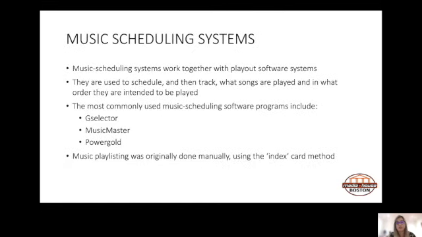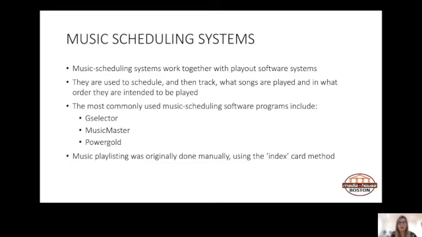So from the playout system, we now move to the music scheduling systems. Music scheduling systems work together with playout software systems. They're used to schedule and then track what songs are played and in what order they are intended to be played. The most commonly used music scheduling software programs include G-Selector, Music Master, and PowerGold.